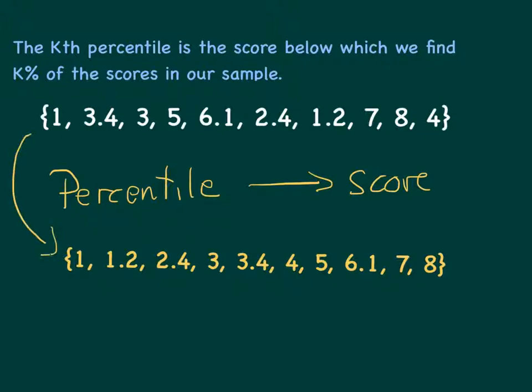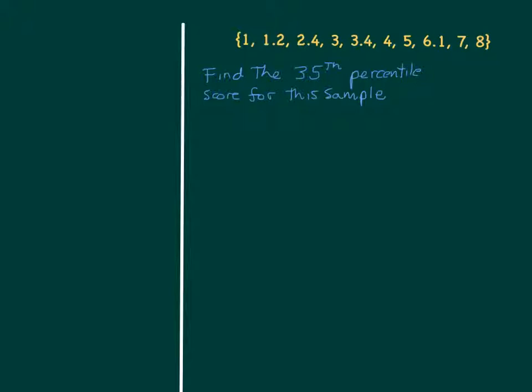So what we did is we took our original sample and then we just rewrote it so that all the measurements are present, but now they're in ascending order. So we start with 1, 1.2, 2.4, etc., etc. So let's consider a specific example. Suppose we want to use this sample which we've sorted. We want to find the 35th percentile score for this sample. All right, so of course the first step is going to be to sort, and we've already done this step. So I'm going to put this off to the side.